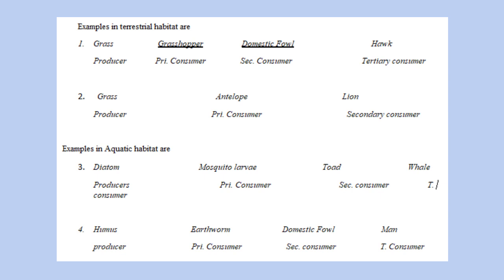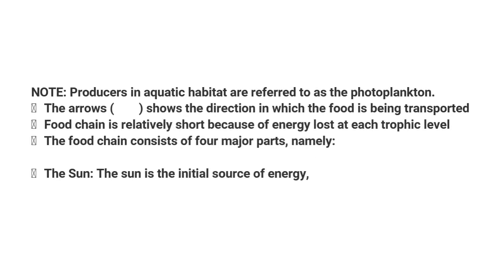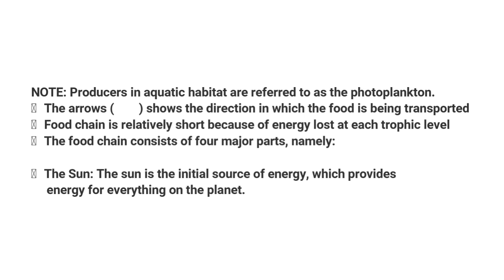Examples in aquatic habitats are detritus, mosquito larva, toad, whale: producer, primary consumer, secondary consumer, tertiary consumer. We have humus, earthworm, domestic fowl, and man: producer, primary consumer, secondary consumer, tertiary consumer. Note: producers in aquatic habitats are referred to as the phytoplankton. The arrow shows the direction in which the food is being transported.